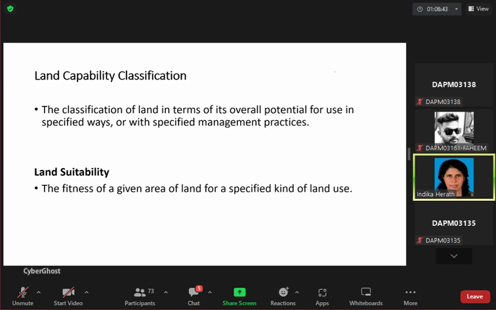And the other definition I want to talk to is land suitability, right? The suitability is the fitness. You all know what is fitness, right? Fitness of a given land area for a specific kind of use. For example, this is well practiced in the coconut industry. Especially, before investing in planting coconut, people do a land suitability assessment, to see whether this land is suitable for cultivation of coconut.